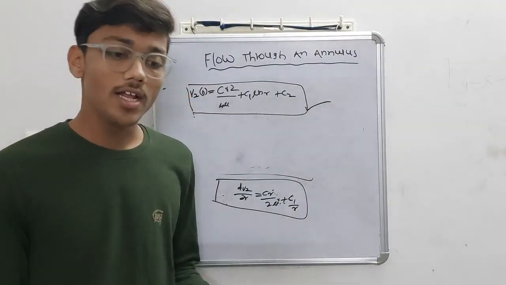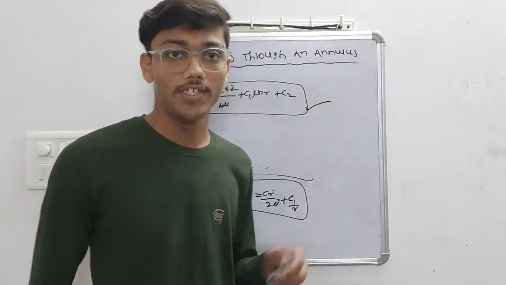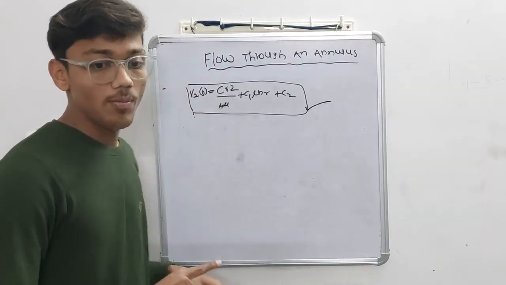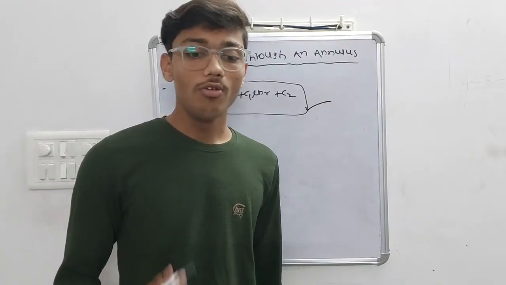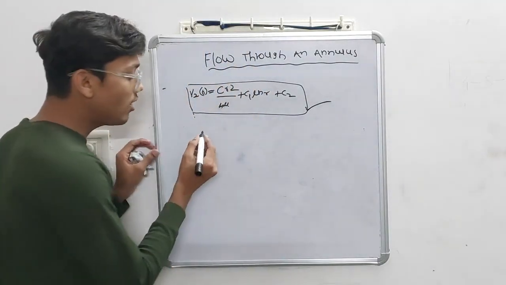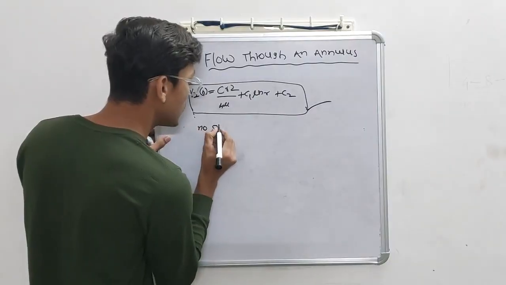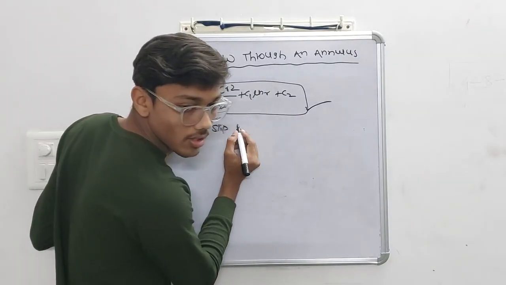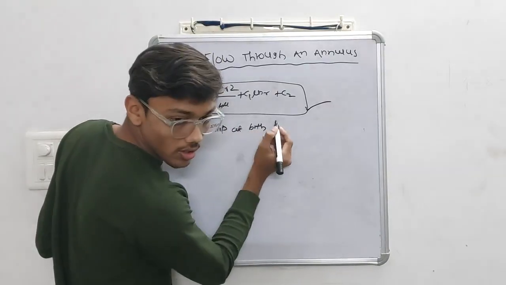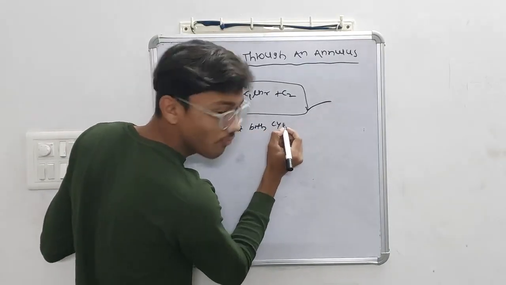We now apply the boundary conditions on this equation. The first boundary condition assumes no slip at the cylinder walls, so at r equals R, no slip at both cylindrical walls.